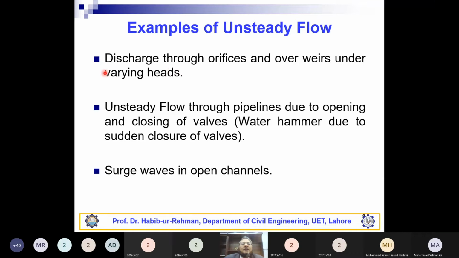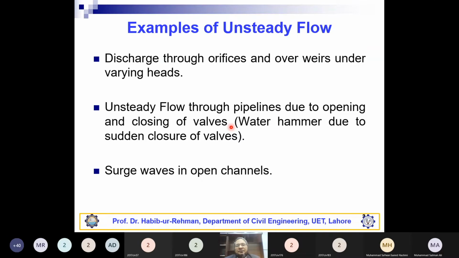So anyway, this is the first example of unsteady flow, that is, the discharge through orifices of tanks and over weirs under changing heads. Now come to the next example: unsteady flow through pipelines due to opening and closing of valves.